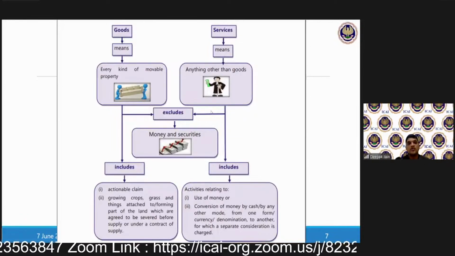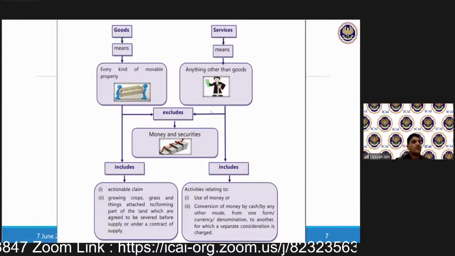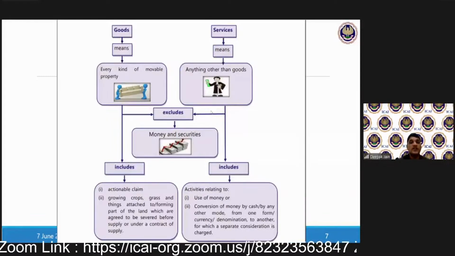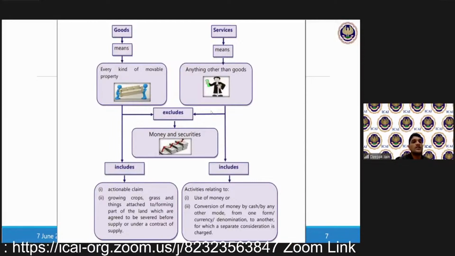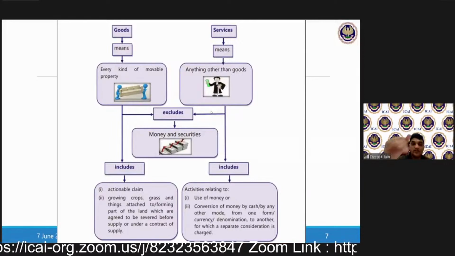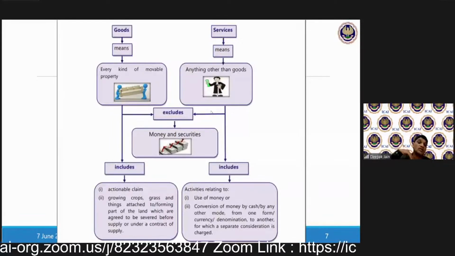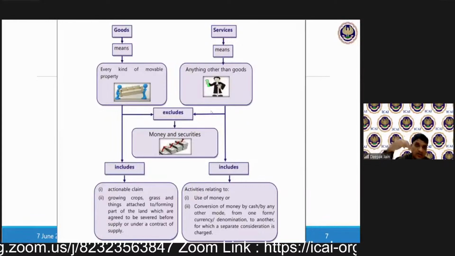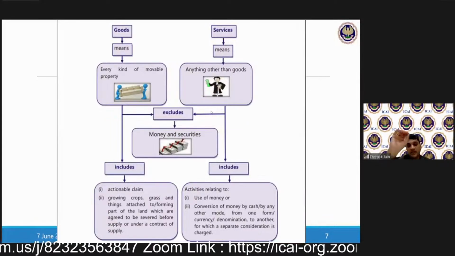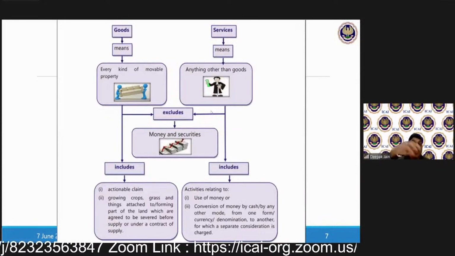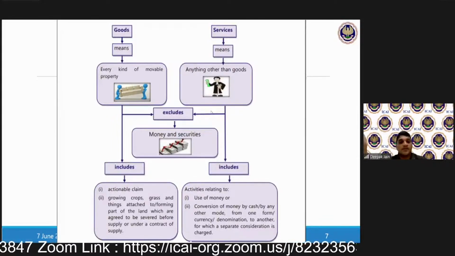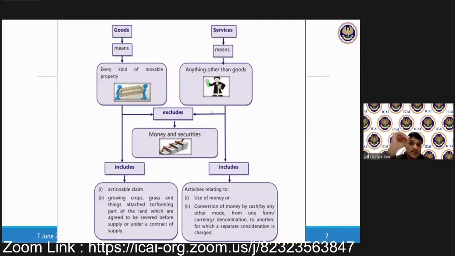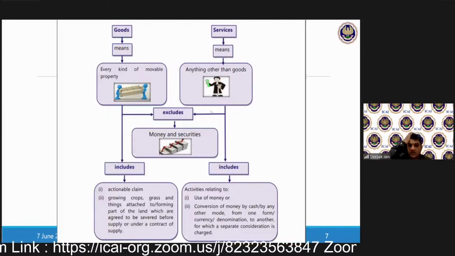At least in terms of goods, you know that something is getting delivered. I'm giving you this book. I'm selling you this book. So there is a physical property involved. So there is a movable property in case of goods. But in services, over the phone, you can provide some services. A doctor can just orally prescribe you the medicines, right? All of these services can be intangible. That's the reason services has been defined as anything other than goods.